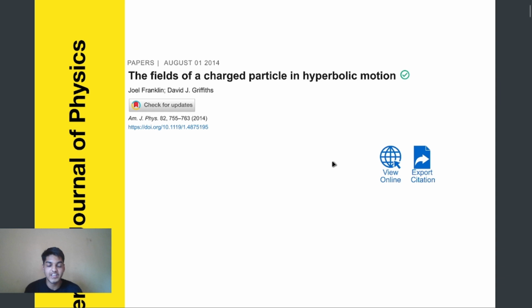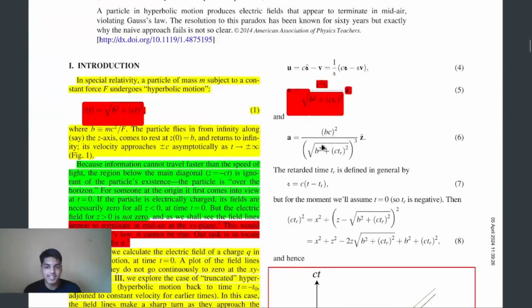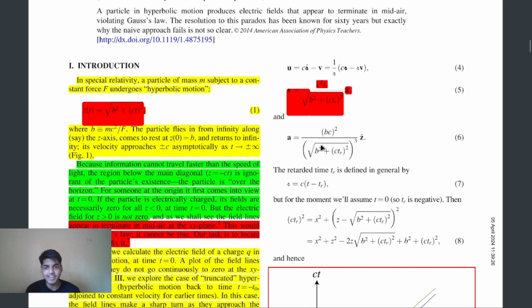So hi, we are group number 7, and I am Dhruv, roll number 14. We would be discussing the field of a charged particle in hyperbolic motion. We would be taking special relativity into account to solve for the electric field lines and potential generated by the charged particle.